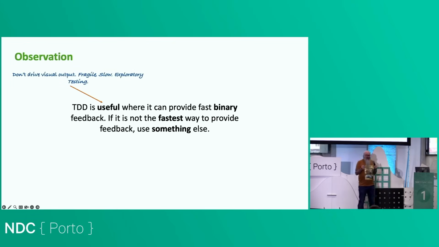So, don't use TDD to drive visual output. You're not exploring anything when you try to test a user interface. Some UX person has said, make this happen. The exploration's already been done by the UX person. You are just implementing. So use exploratory testing, because these things are fragile and very slow. They're not very good for binary testing. If you need proof against regression, that's when you use classical automation.